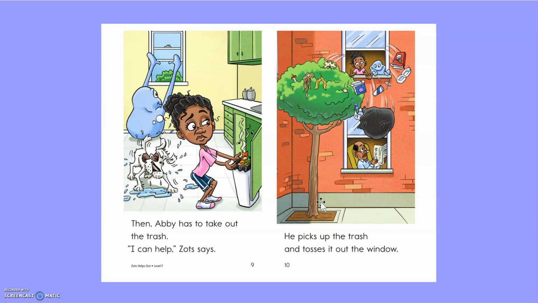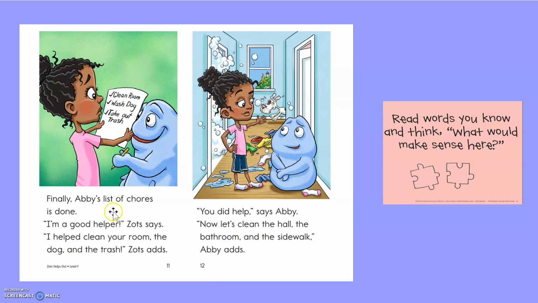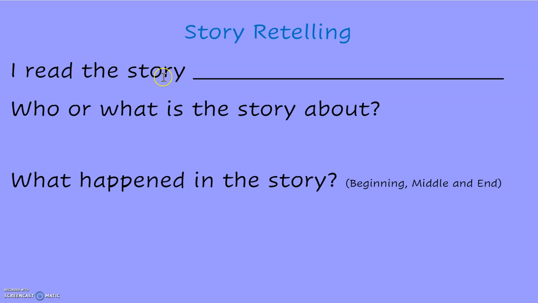Next, she has to take out the trash. And what does Zots do? He throws it on the sidewalk. Oh my goodness, so she needs all this help. And Zots says he's going to help her, but what's he doing? Zots is just making a bigger mess, right? And in the end, Zots says, yay, we're done with our chores. But Abby says, nope. Now we have to clean the hall, the bathroom, and the sidewalk because he made a mess trying to help her, right? Oh, this crazy Zots. Okay, let's fill this out.